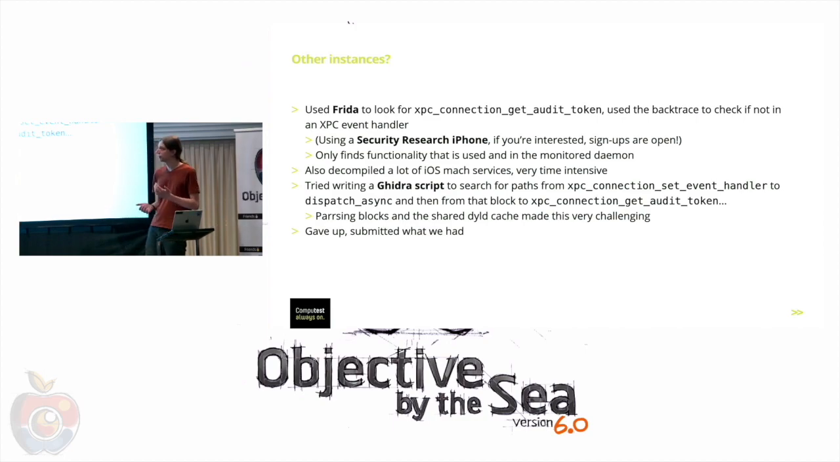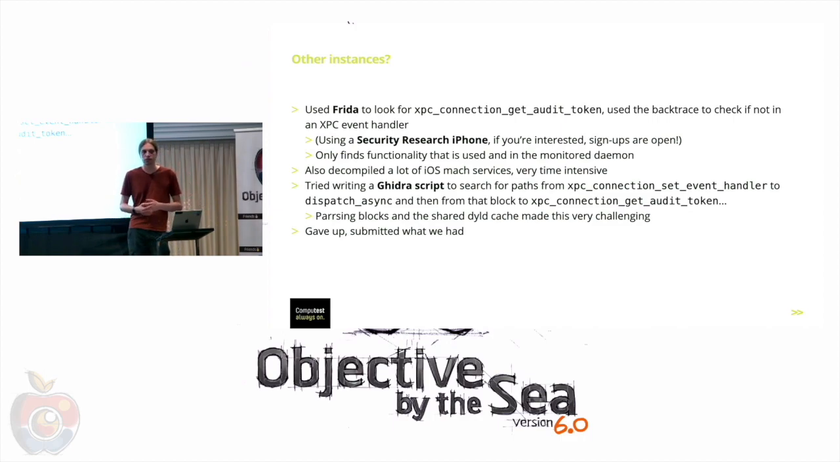Also, something I tried is to decompile a lot of iOS and Mac services to see how they use those audit tokens and the XPC connections. I did discover some other issues while doing that, not really related to this vulnerability, but not any instances that I could find for this. I tried to write a Ghidra script to analyze calls to XPC connection set event handler, which gets a block, and I need to analyze the block to find dispatch async. But this was getting really messy because block syntax in decompilers just becomes really annoying to traverse. And then you also have the shared cache that makes it really impossible to search through everything.